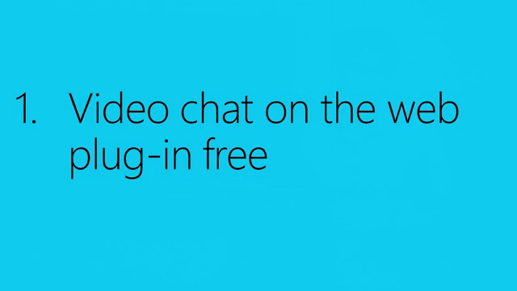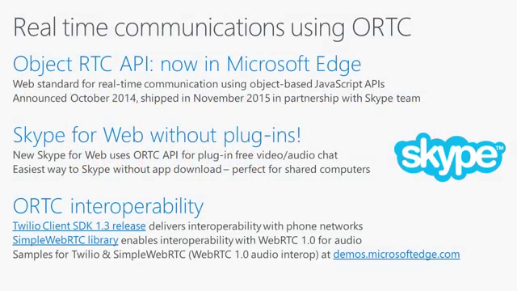First up, let's look at how you can build video chat on the web without any plugins. So video chat on the web in the past has required plugins, or more recently, an API called WebRTC 1.0. More recently, there's a new technology called ORTC API, and that is now shipping as of last November in Microsoft Edge. This is a new web standard that you can think of as an evolution of WebRTC that enables real-time communication, but with a JavaScript API that feels a lot more familiar to web developers. It's object-based. It feels a lot more native to web developers.